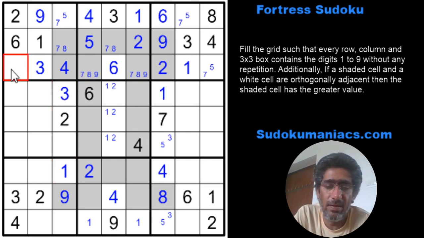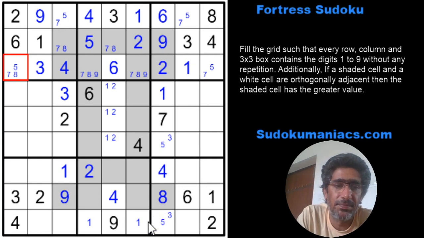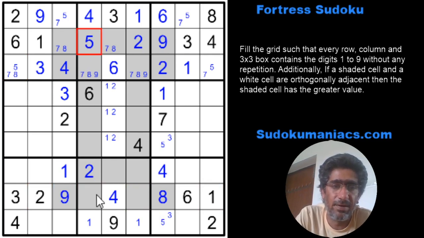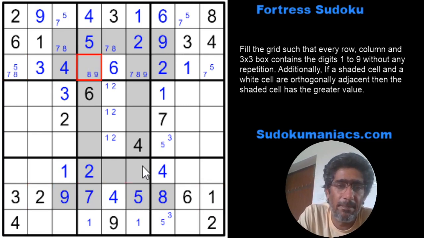And this again would be 5, 7 and 8. So row 8, 2 digits remaining, 5 and 7. We got a 5 here. So that's a 7 and a 5. I can eliminate the 7 from there. Alright. Which would be here? I can't have the 8 in the bottom cells.